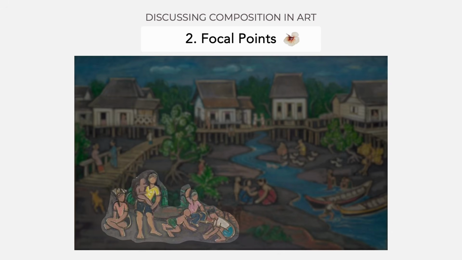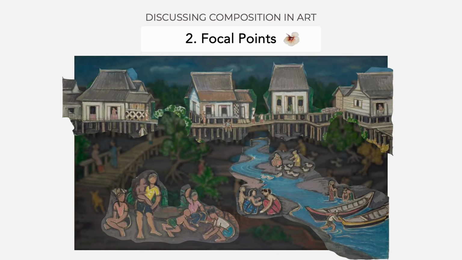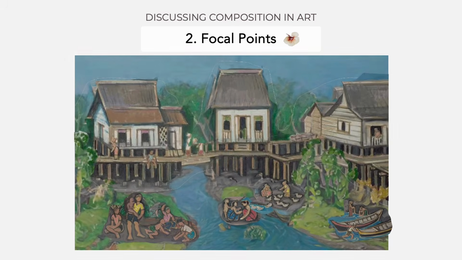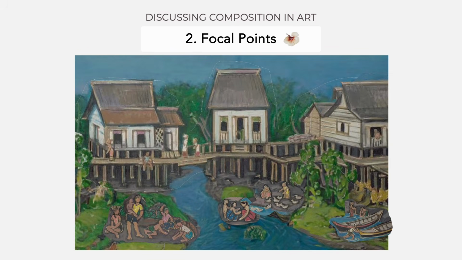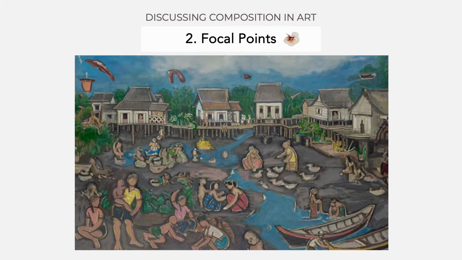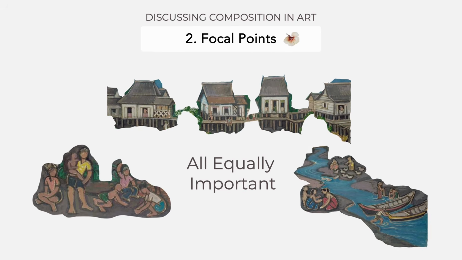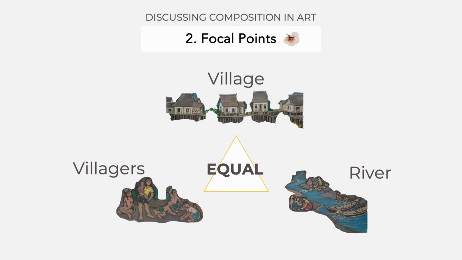To make your analysis richer and more insightful, you can compare the focal points. For example, I'd ask myself, why did the artist create 3 focal points? Why not make the village houses bigger than the rest? Or the people bigger than the village houses? Perhaps, the artist wants us to view the houses, the river, and the people equally. These are the 3 key elements that make life by the river a harmonious and peaceful one.